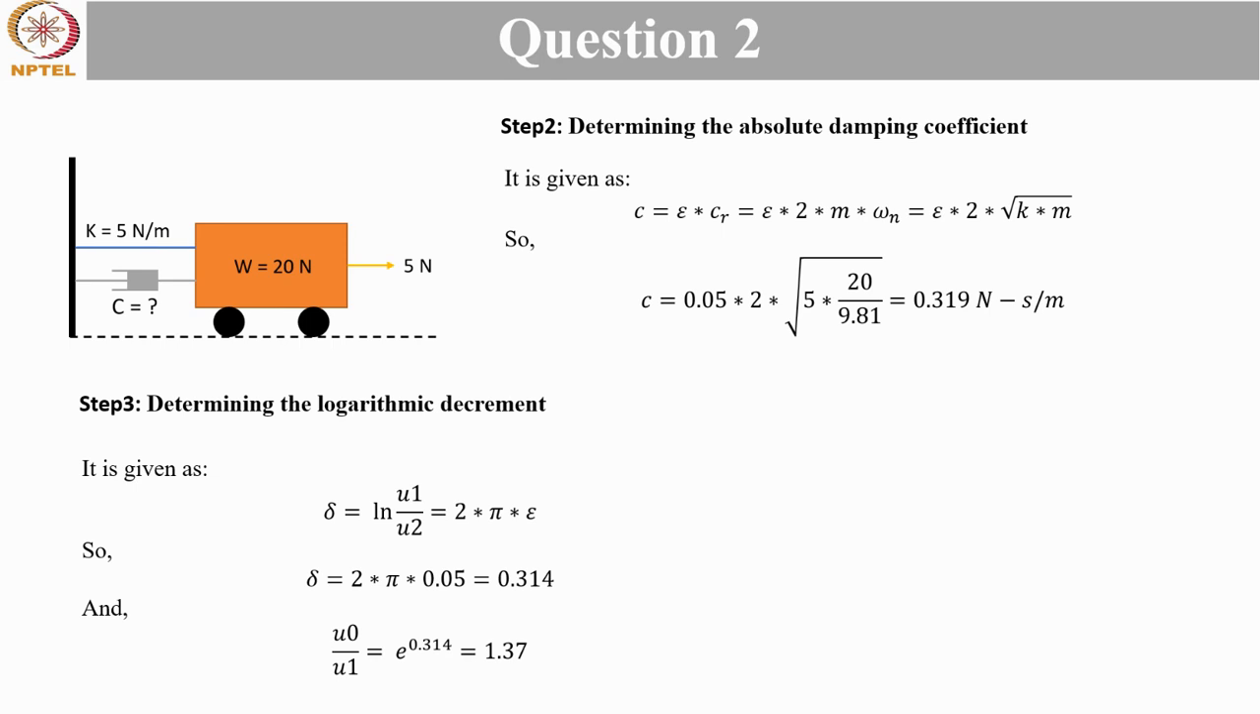So u0 by u1 will be e to the power, if I remove ln, we will place e on the opposite side, so it will be e to the power 0.13314, which is equal to 1.37. But the thing that we need to calculate in this question was the logarithmic decrement, that is delta, which is equal to 0.314. So just remember that value.